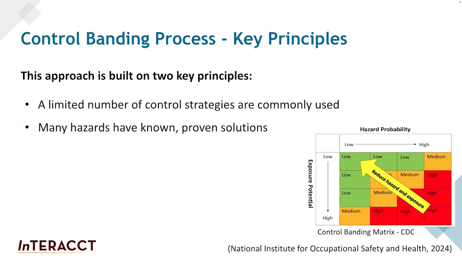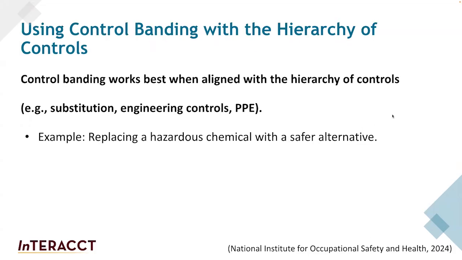Control banding is most effective when it's applied in line with the hierarchy of controls. This means prioritizing methods like substitution, engineering controls, and then PPE, rather than relying solely on protective equipment. For example, instead of controlling exposure through respirators alone, we might replace that chemical with a safer alternative. This approach ensures we're addressing hazards at their source and providing more reliable protection for workers.